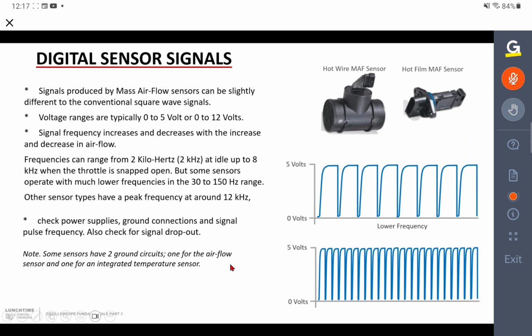Just one thing to note, there are quite a few sensors out there where they do have 2 ground circuits. I've seen them with 2 reference voltage circuits as well, and that's usually because they've got an integrated air temperature sensor that's built into the MAF or the hot film MAF sensor. So you may have 3 wires if it's not got an air temperature sensor, or you may have 5 wires if you've got an integrated air temperature sensor as well. But we're obviously more concerned here with the airflow changes. The airflow change causes a change in the frequency.